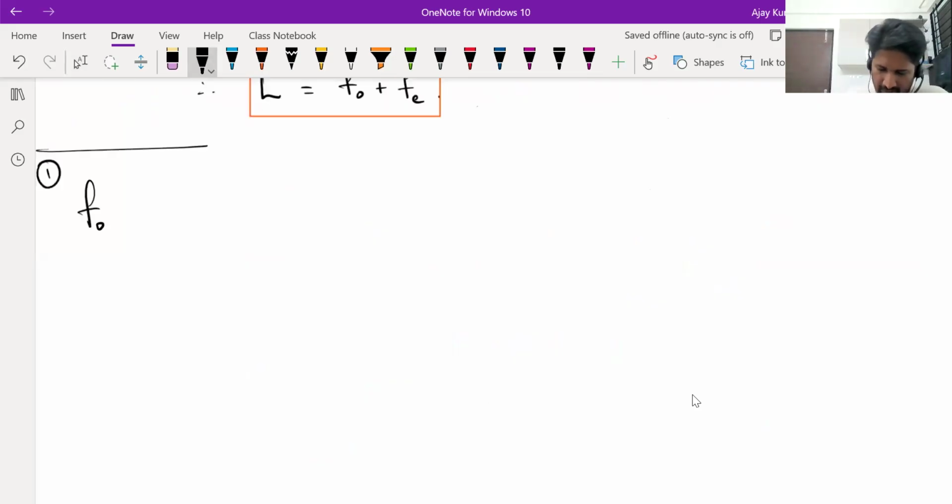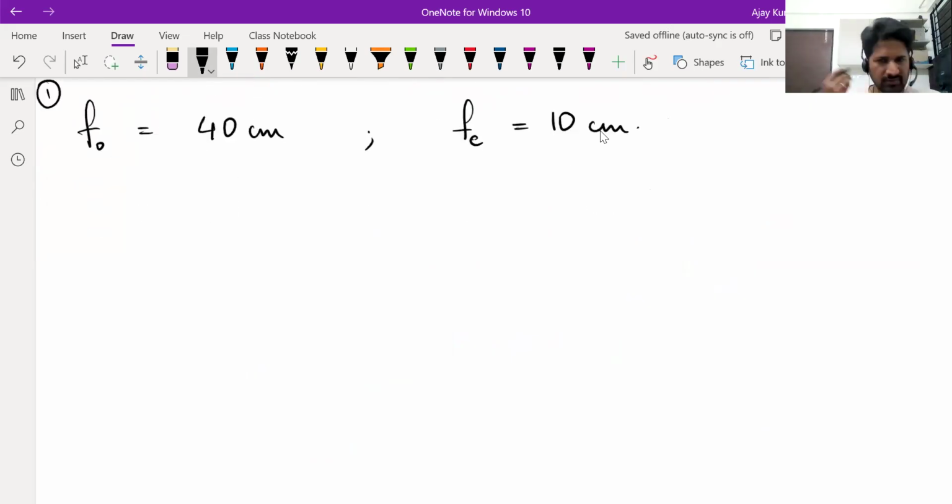Focal length of objective. Now see, in a telescope, we know f0 should be greater than fe. I'll give you a problem based on that itself. So focal length of objective, let's say, is 40 centimeters. And focal length of eyepiece, let it be some 10 centimeters. Object is at infinity, needless to say.